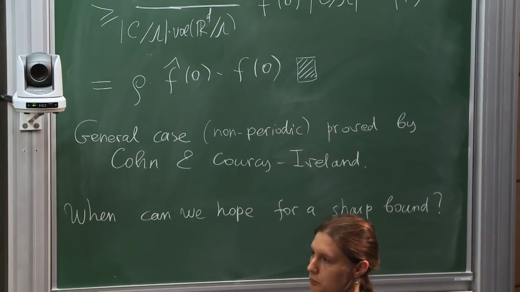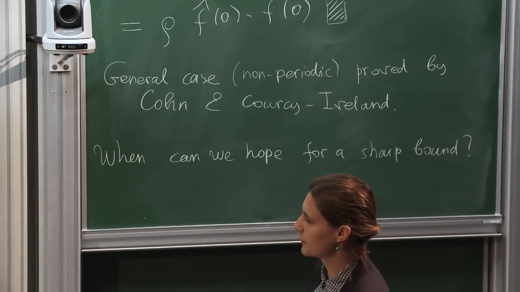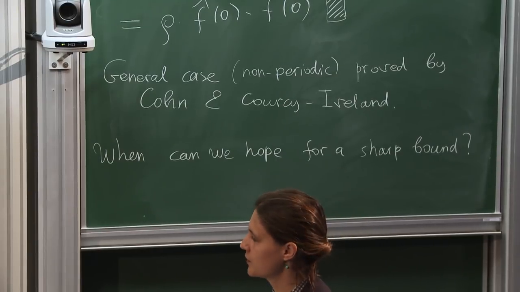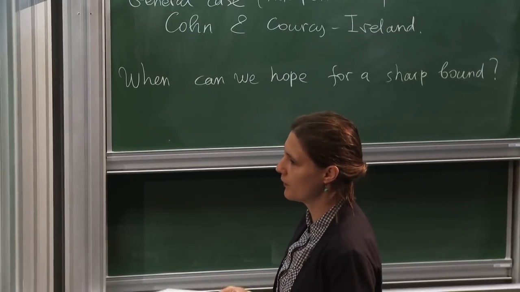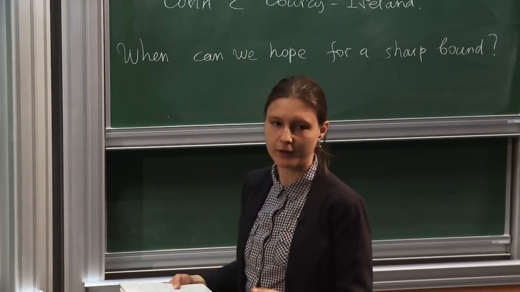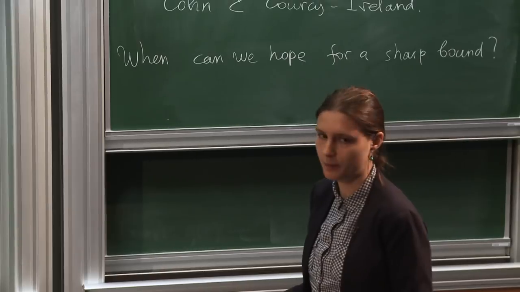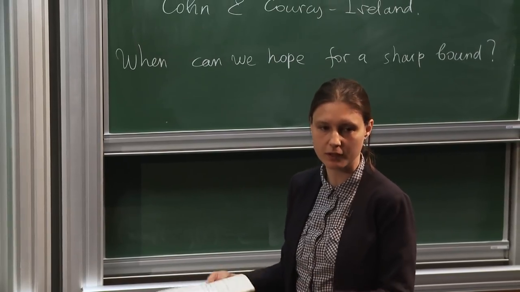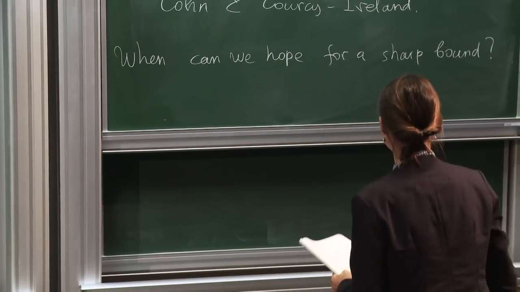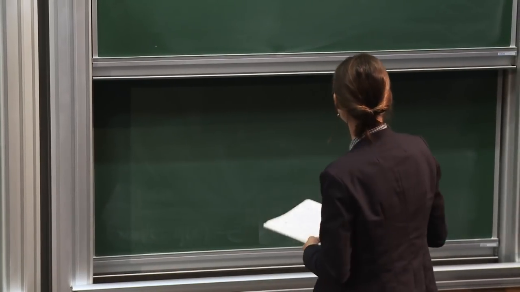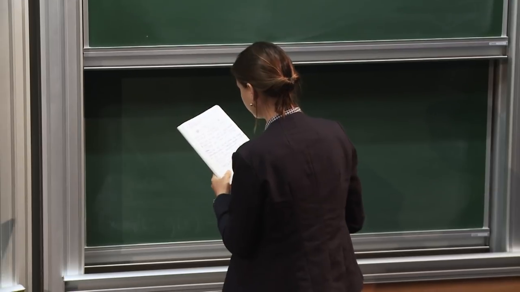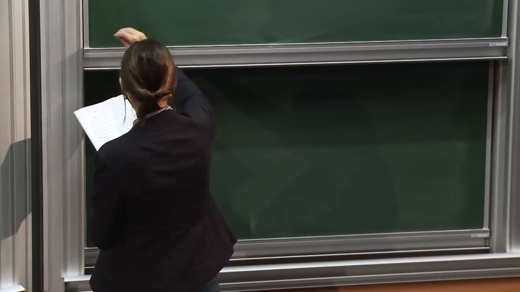And again, by considering different cases and doing numerical experiments, we do know that obtaining a sharp bound by this method is a very rare occasion. So usually we get just some estimate, but this estimate is not good enough to completely resolve the problem. But still, in some cases, it does happen. We do get sharp bounds. So when can it happen?